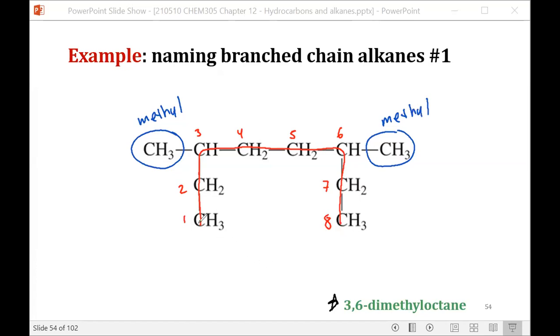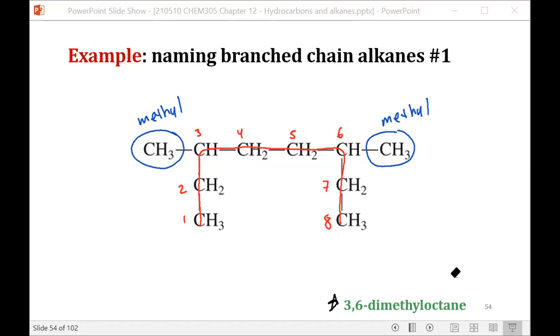And if we number, we can go 1 through 8 this way. So we'd end up with 3, 6 methyl. Or if we number the other way, 1, 2, 3, 4, 5, 6, 7, 8. We still end up with 3, 6 methyl. So either numbering system works. I'm going to stick with the one in red.